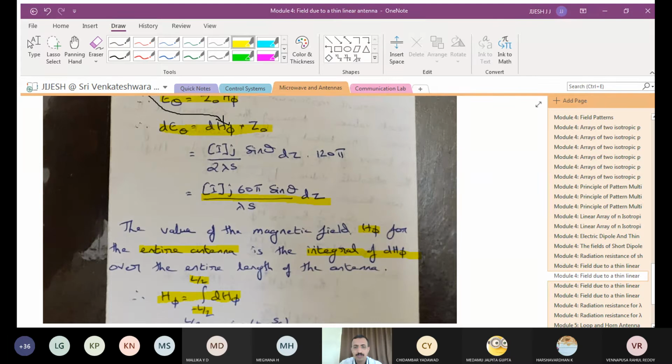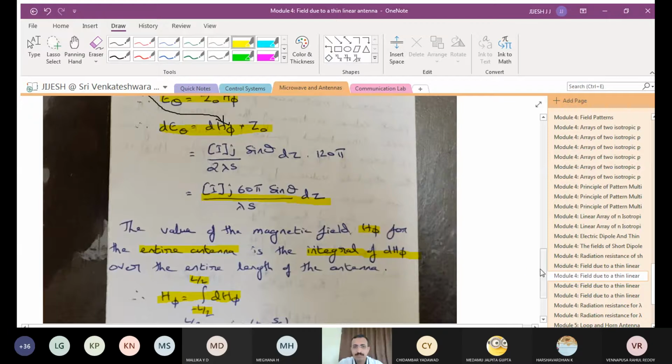So you can note down these things, and then we will proceed further. See, there are some steps involved in this derivation, but you have to understand step by step. It will be easy for you. So now we got dH phi.